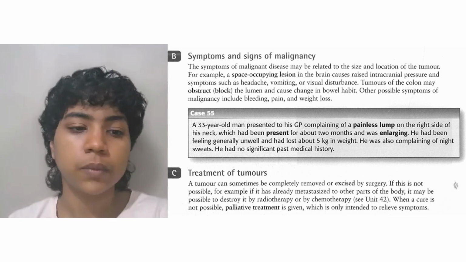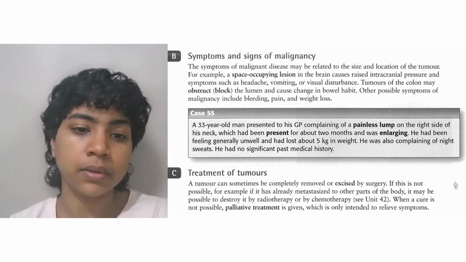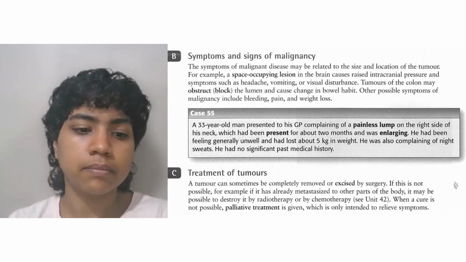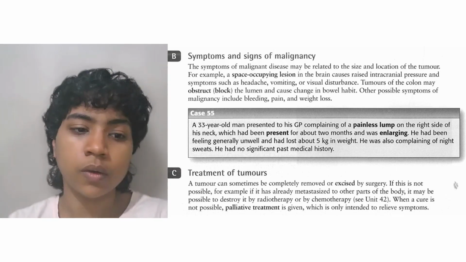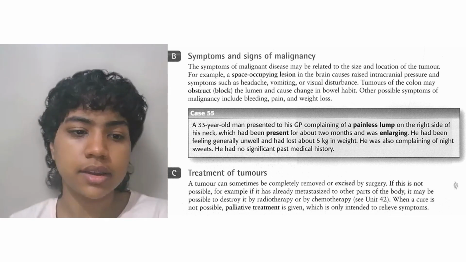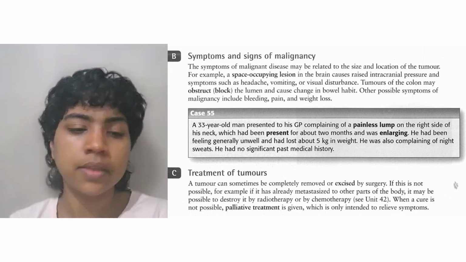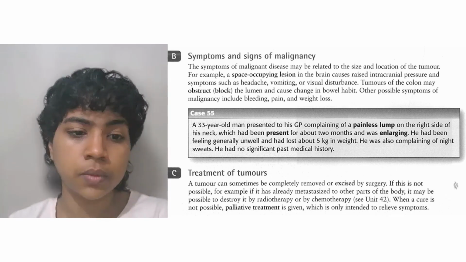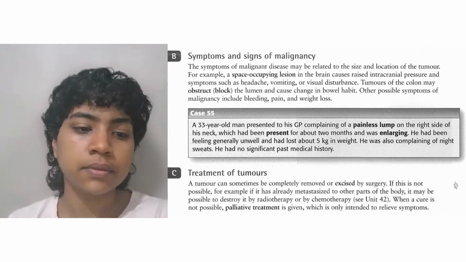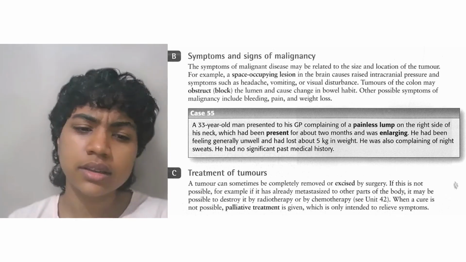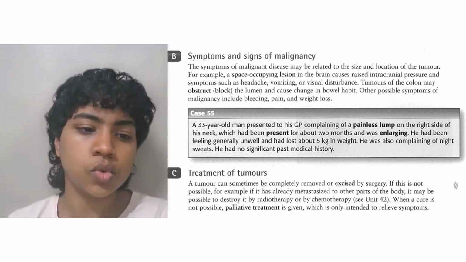Treatment of tumors. A tumor can sometimes be completely removed or excised by surgery. If this is not possible, for example, if it has already metastasized to other parts of the body, it may be possible to destroy it by radiotherapy or by chemotherapy. When a cure is not possible, palliative treatment is given, which is only intended to relieve symptoms.